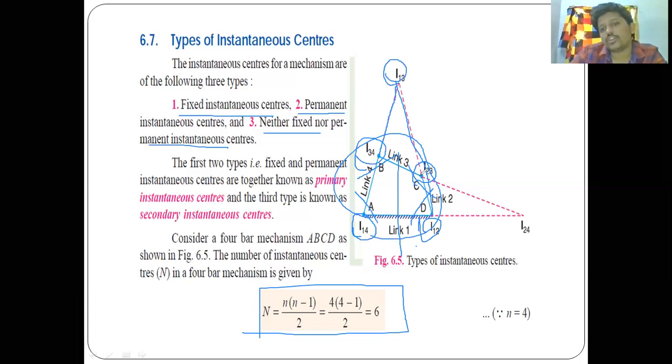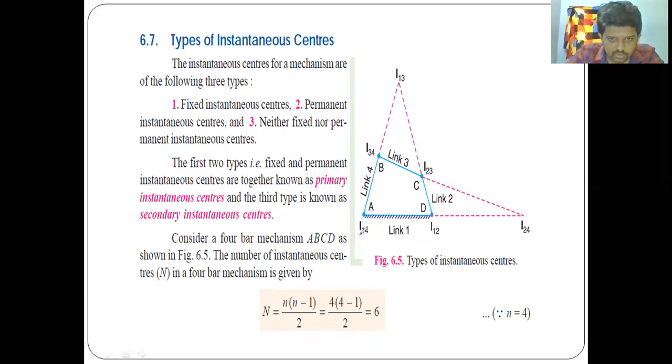In the same way, if you extend these two here, you can see I24, right? Because this is 2 and 4. So how many instantaneous centers do we have? 6. So we are done with 6: 1, 2, 3, 4, 5, and 6.